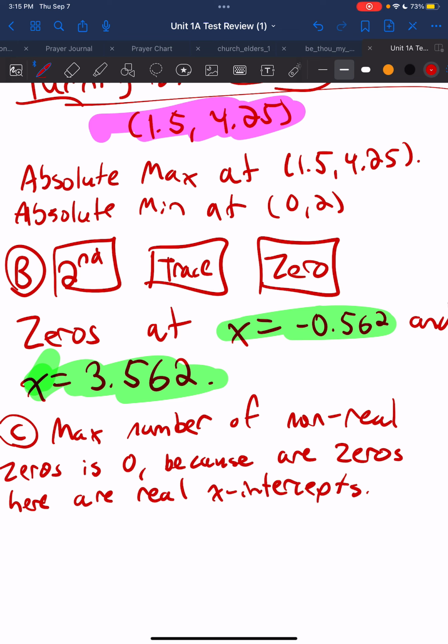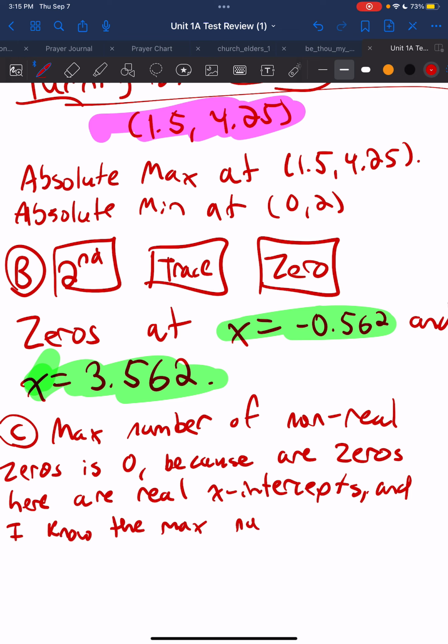Basically, I know that there has to be 2. You could also include that. And I know the max number of zeros for a degree 2 function is 2. I've already got my 2 zeros. I can't have any more. I'm out of room. Okay?